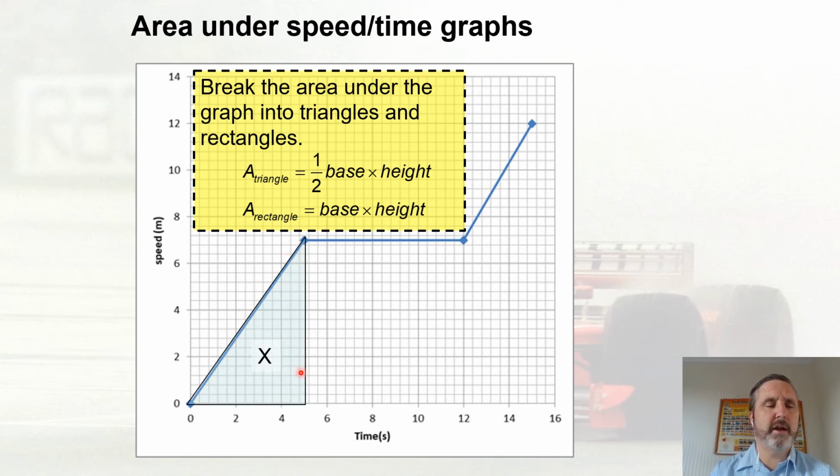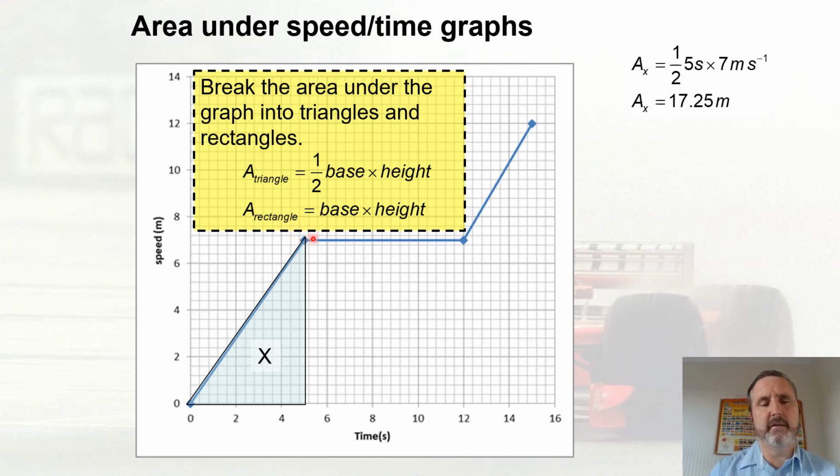This is a triangle. The area of this triangle is half the base, which is 5, times the height, which is 7. Half 5 times 7. The area here is 17.25 meters. That's the total area under here. This is actually the journey, this is the distance that the object has gone up till this point, 17.25 meters.